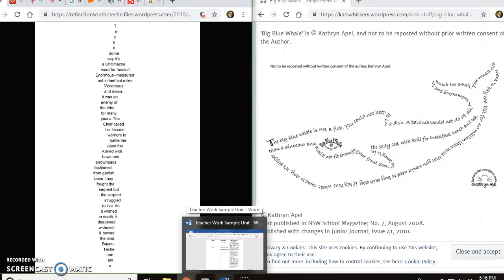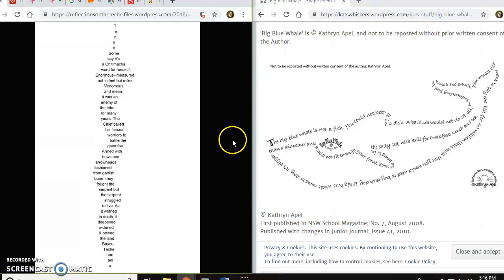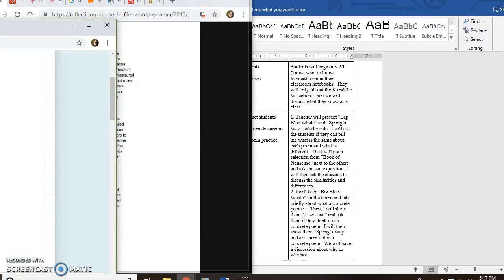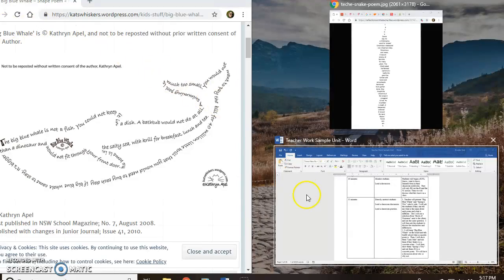Okay, so then I was going to ask them what is interesting about these poems, what makes them different, and eventually we're going to get to the point that these are concrete poems. And a concrete poem is a poem that is written in a certain shape that goes with the poem. So the one on the left is a snake, and the one on the right is a whale. And so I'm going to teach these students how to make a concrete poem. But first we would spend some time learning about it.